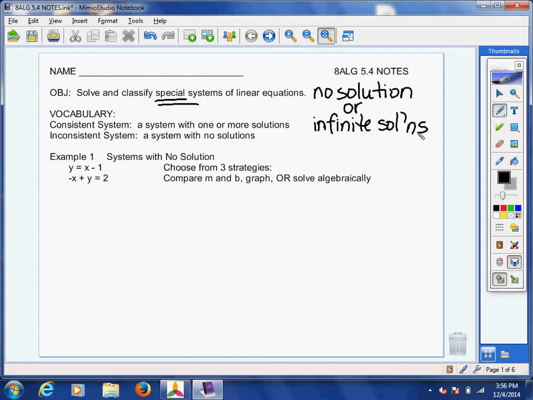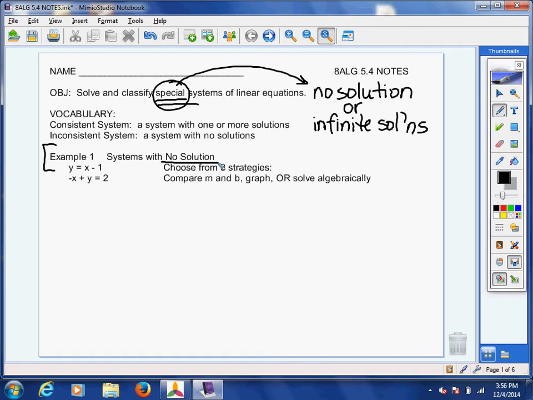These are the special situations that we're talking about. This is something you haven't seen yet. You've never seen a system show up and be a no solution or an infinite solution. So that's what we're going to investigate today. We're going to start with example 1, systems with no solution. I'll show you what that looks like and how it would look on a graph, and show you some strategies for solving. All right, let's get started with the vocabulary.